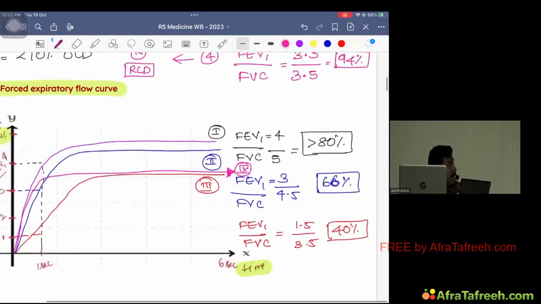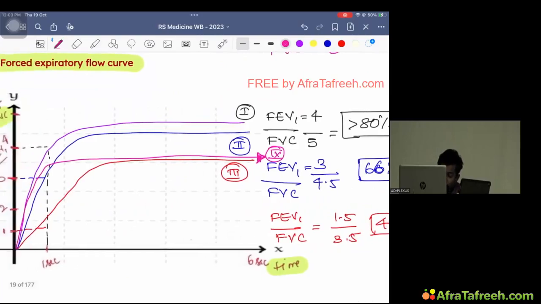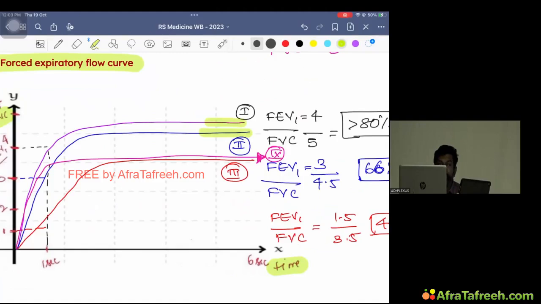If you see these 3 graphs, at a closer look, when it tries to reach almost the normal graph, then it is going to be obstructive lung disease. Whenever it is far away from the normal graph, then it is going to be more of a restrictive lung disease. So seeing the graph itself, you can tell whether it is an obstructive lung disease or restrictive lung disease. When it is very near to the normal graph, then it is obstructive lung disease. Whenever it is far away from your regular graph, then it is restrictive lung disease.